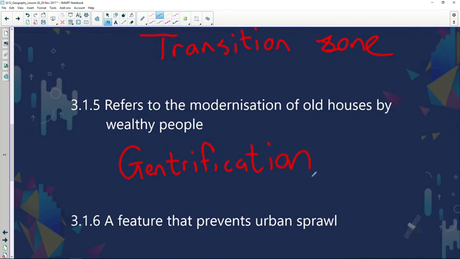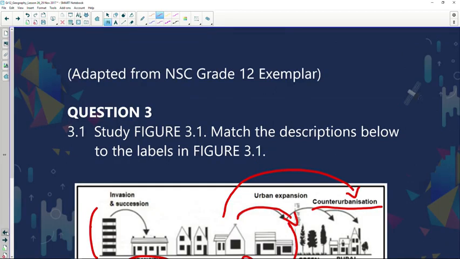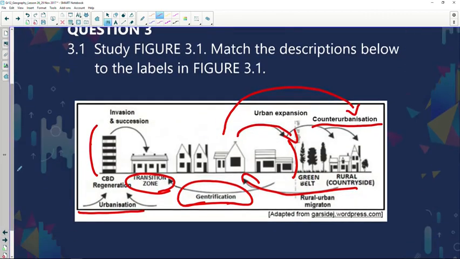3.1.6, a feature that prevents urban sprawl, which means the urban areas are getting bigger. As you can see, the rural green belt separates the rural areas from the urban areas, so the green belt prevents urban sprawl.